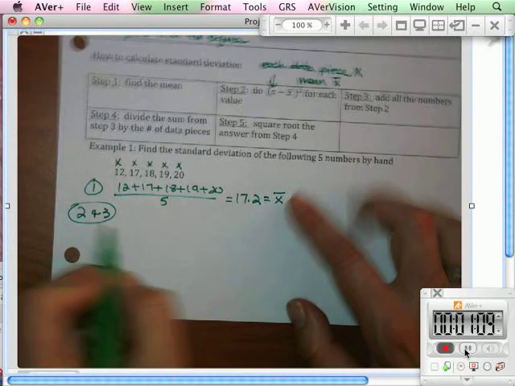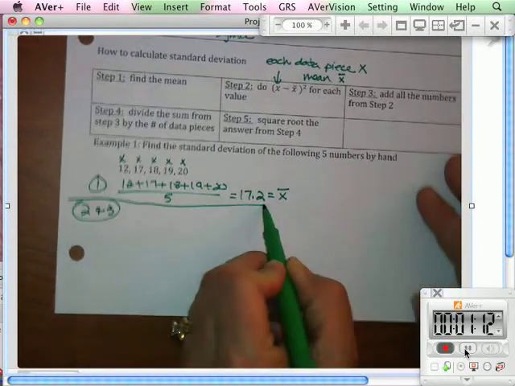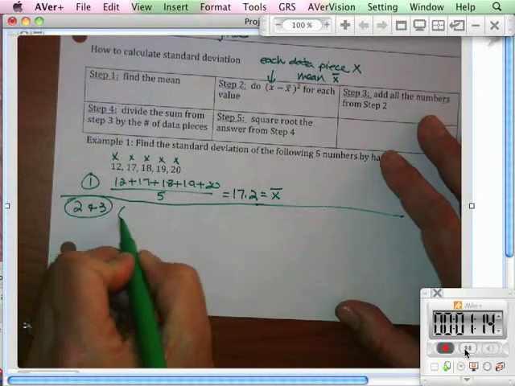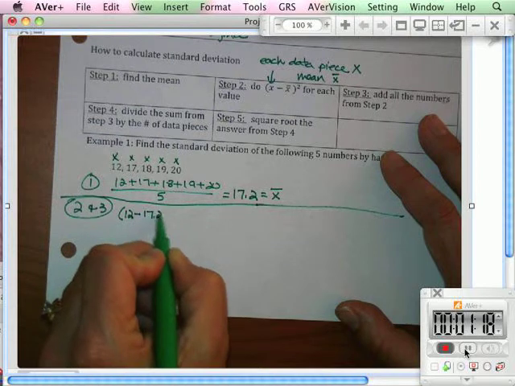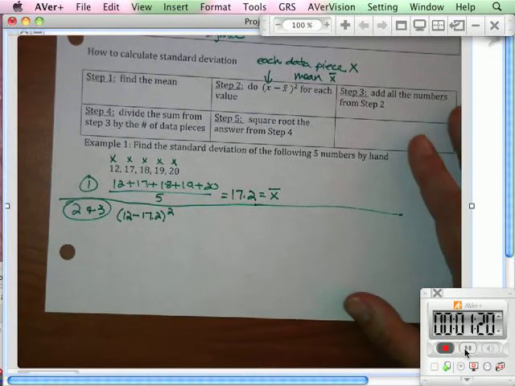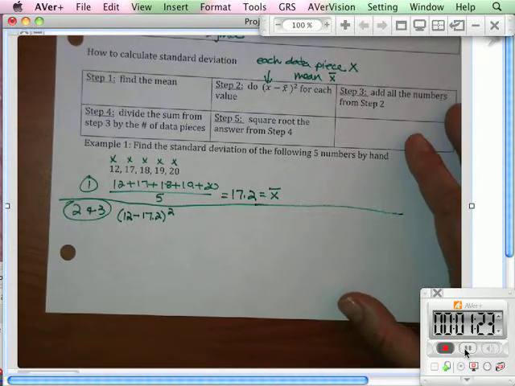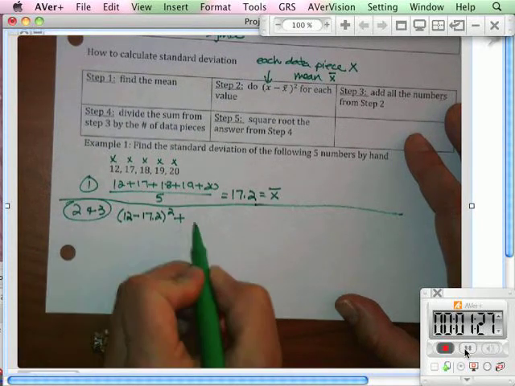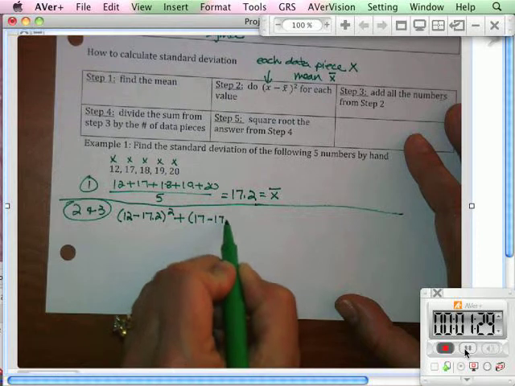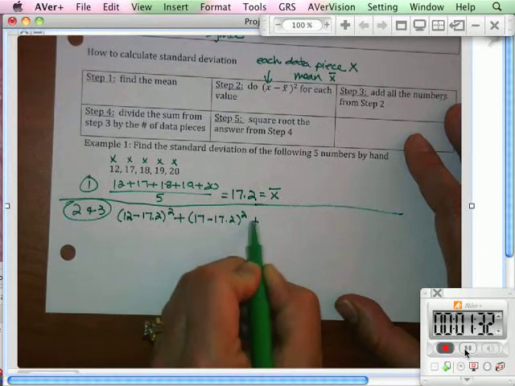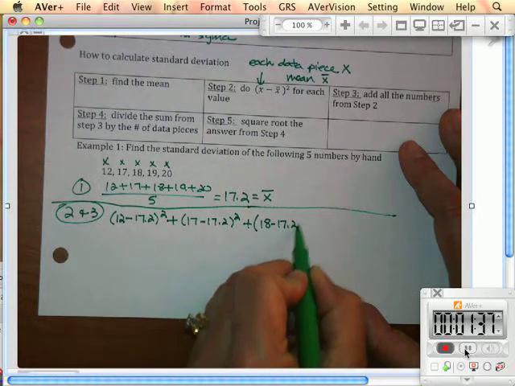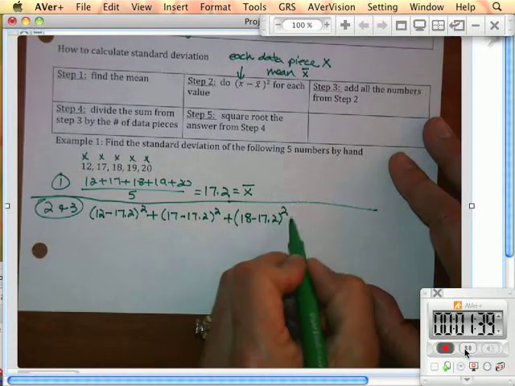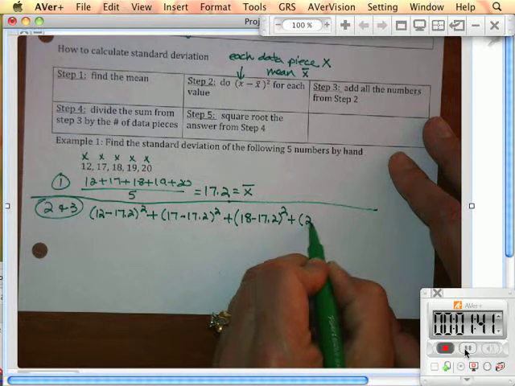I'm going to just put a line here. My first piece of data is 12. I've got to subtract the mean, which is 17.2, and square it. Then I add to it that same thing for the second piece of data, 17 minus 17.2 squared. And then the third piece of data, 18 minus 17.2 squared, plus the last piece of data, 20 minus 17.2 squared.